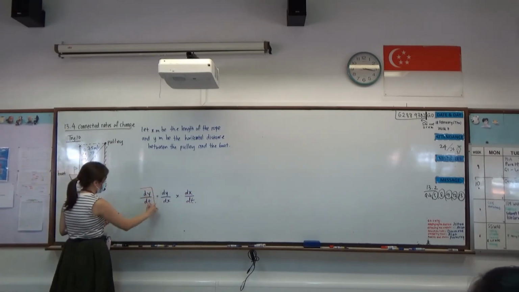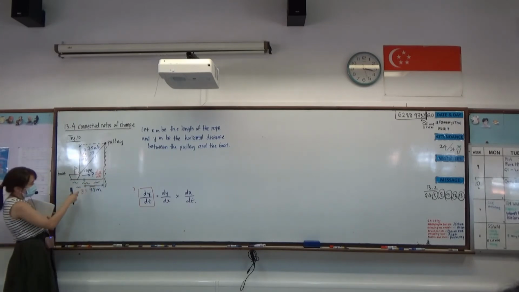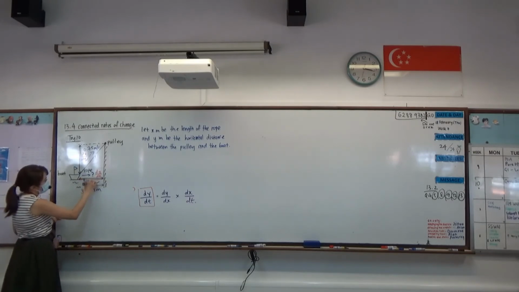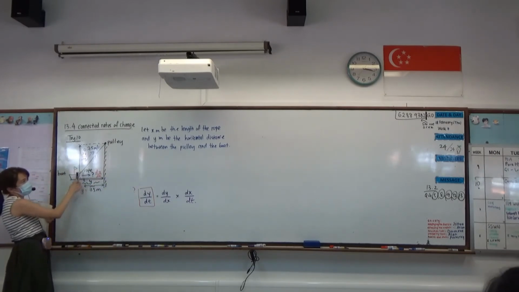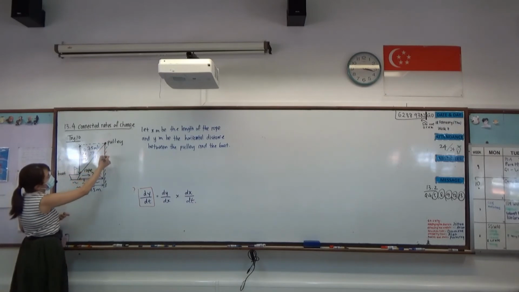And this is what we want to find. So now, how am I going to get my dy over dx? I need to have my y and x, the equation, in the first place. If this length were to be my y value, I define y to be the horizontal distance between the pulley and the boat. Pulley is here, boat is here, so this is the horizontal distance. And I see my x to be the length of the rope, which is this part here.